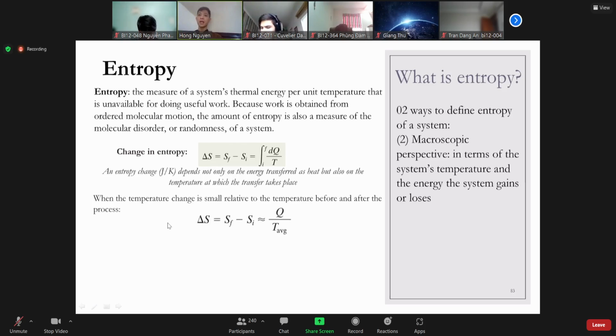Good. If the temperature change is quite small relative to the temperature before and after the process, we can just write the change in entropy in this way. So the change in entropy is just the heat over the average temperature.